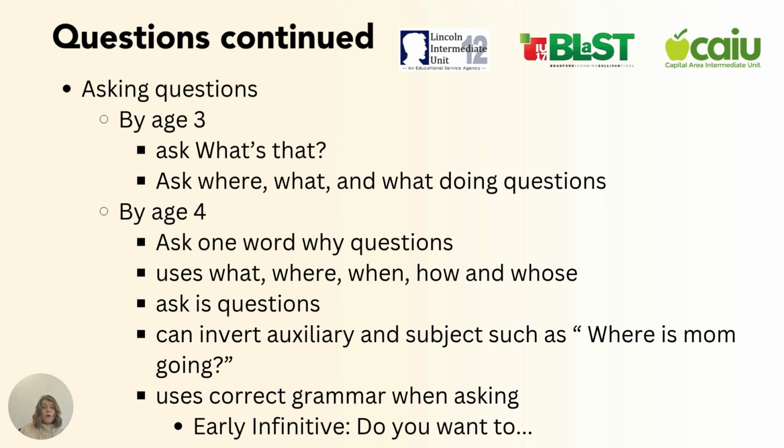They use what, where, when, how, and whose when they're asking questions. They can ask is questions. They can invert the auxiliary and subject, such as where is mom going? And they use correct grammar when asking, like those early infinitives, do you want to? So that, again, is all happening before their school age. Think about all of this, all of these things that just naturally are occurring because we're providing these examples when we're talking to children. They're hearing it, they're picking up on it, and they're starting to do it.